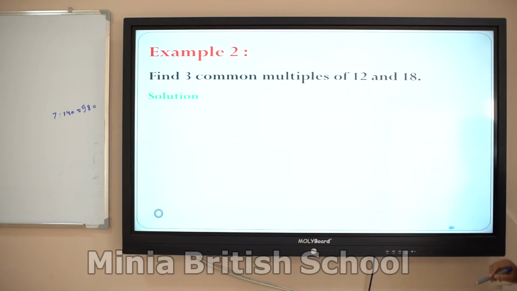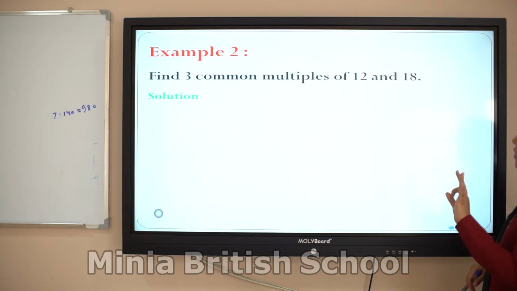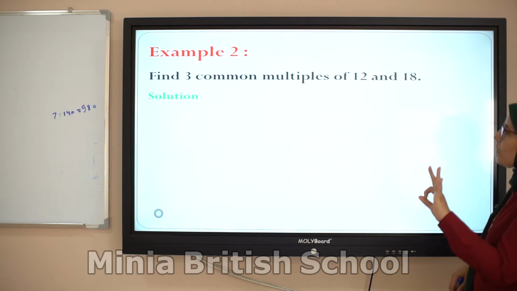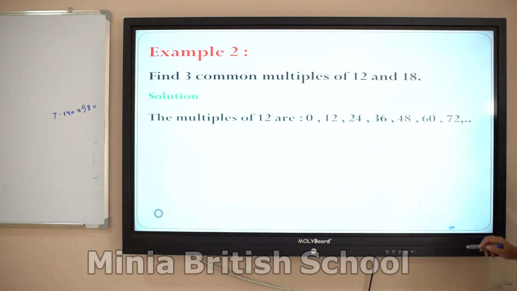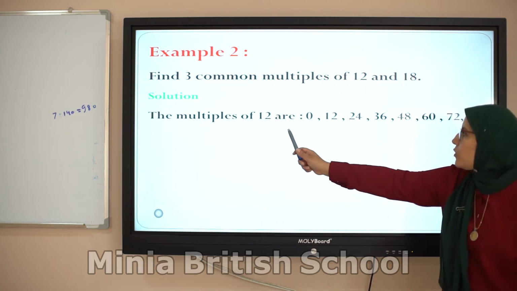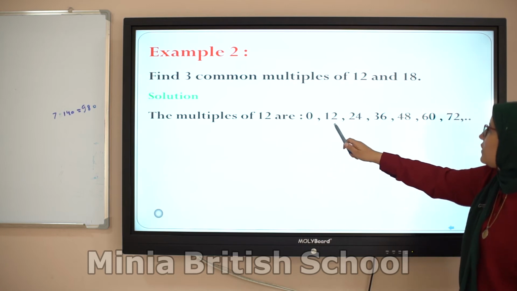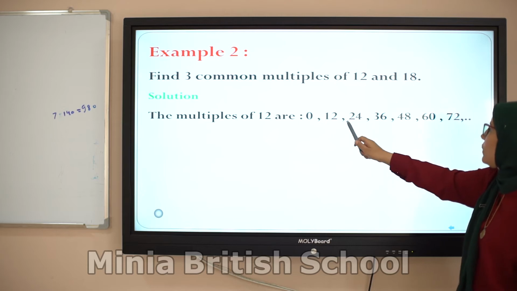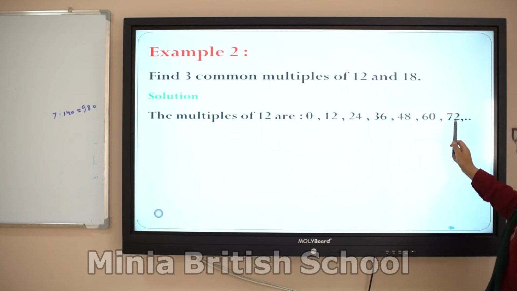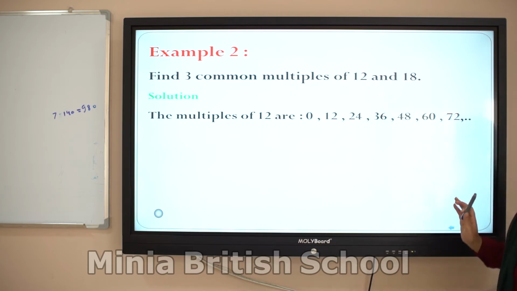The next example: find 3 common multiples of 12 and 18. Let's see. The multiples of 12: 0, 12, every time I will add 12. 0, 12, 24, 36, 48, 60, 72, and so on.